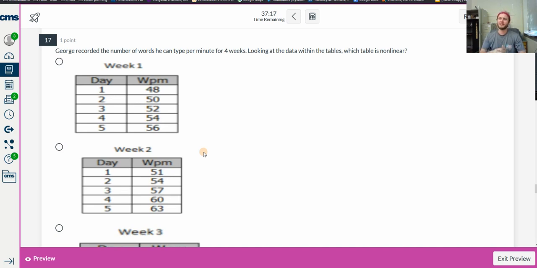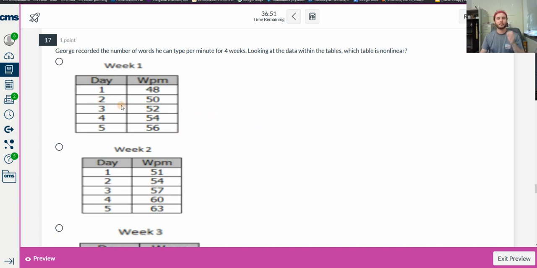Looking at the data within the tables, which table is non-linear? Remember, linear means that it is increasing or decreasing at a constant rate, meaning it's always adding the same amount each time. So 1, 2, 3, 4, 5, good, that's nice and linear. 48, 50, 52, 54, 56, that's counting by 2s.